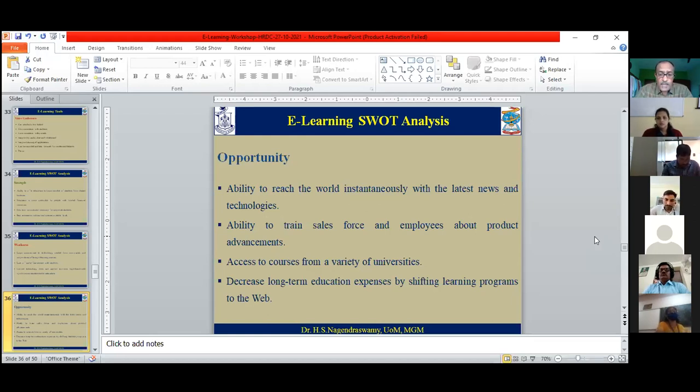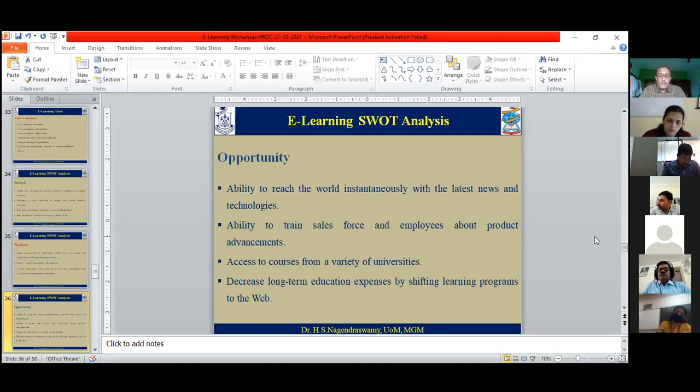Access to courses from a variety of universities. This has already been mentioned and discussed. So you can access courses from a variety of universities. For example, let us assume that 6 different universities are offering 6 different unique courses with the top experts. Then a student can take such a course offered by all the universities, and he can get greater knowledge, because each course is offered by respective universities which are very proficient and delivered by top class experts. And that's the opportunity.